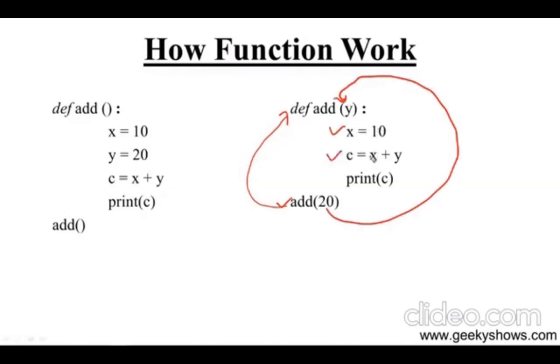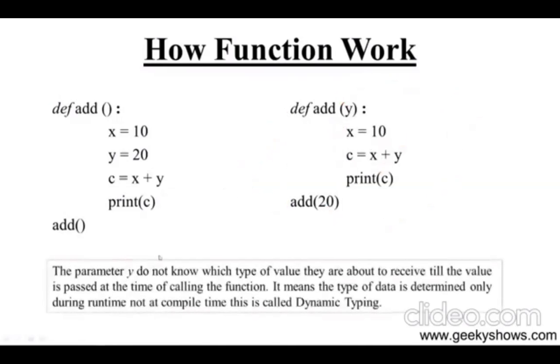You can see how the value is getting assigned to y and the control passes. The x value is already 10 and the y value is passed, so the value of c becomes 30. That gets printed. The parameter y does not know which type of value it is about to receive until the value is passed at the time of calling the function. It means the type of the data is determined only during runtime, not compile time. This is called dynamic typing.